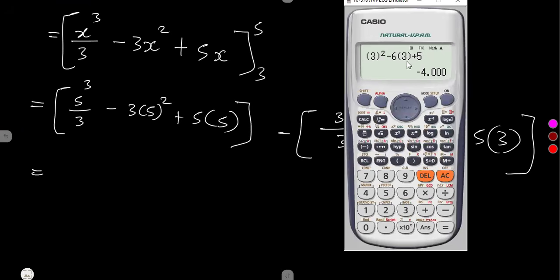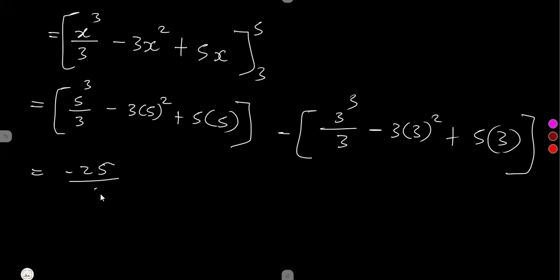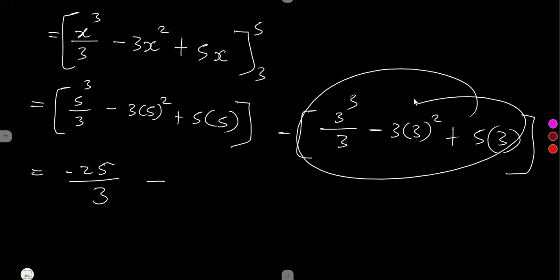So you're going to simplify this and obtain the first area. So let's just see this one. The first part, let's put a fraction: 5 to the exponent of 3 over 3, minus 3 into 5 squared, plus 5 into 5. All right, that was going to give us minus 25 over 3.